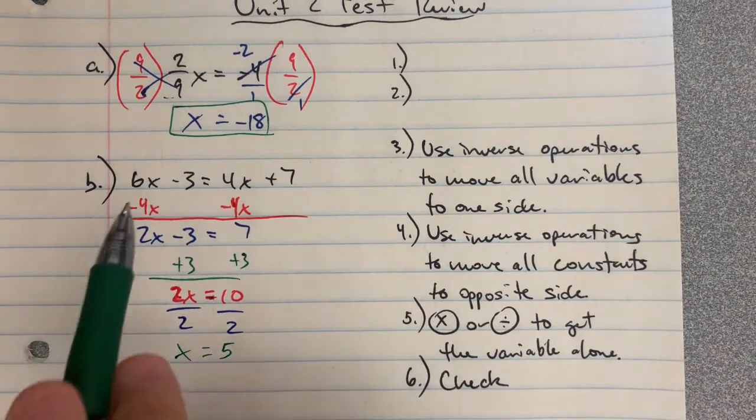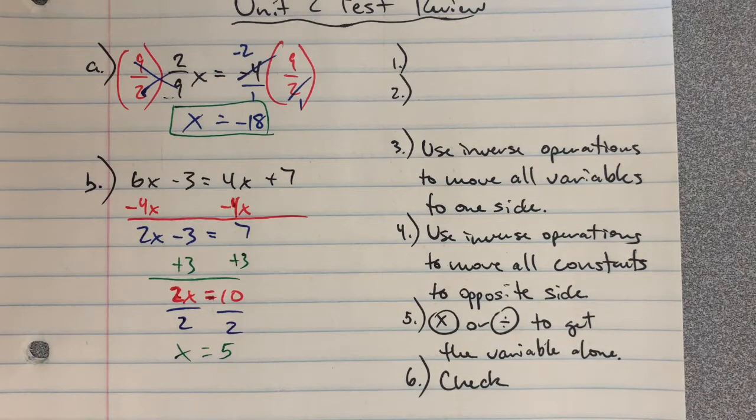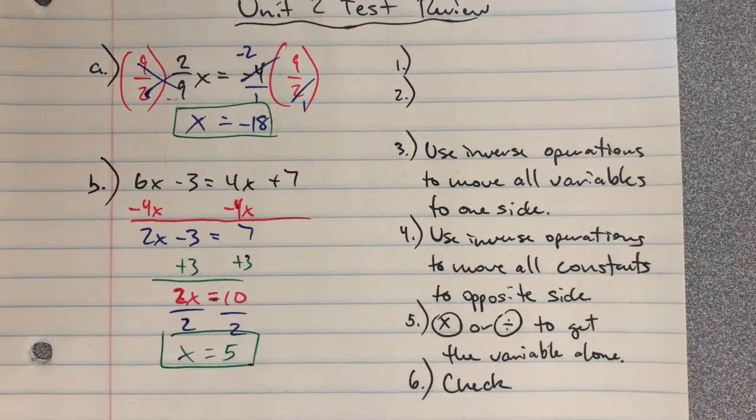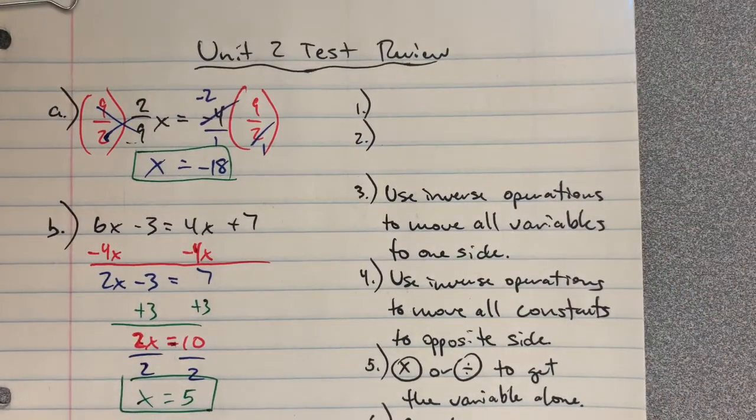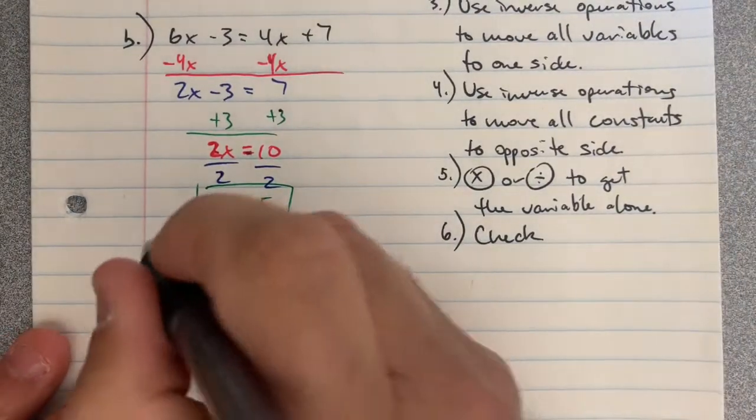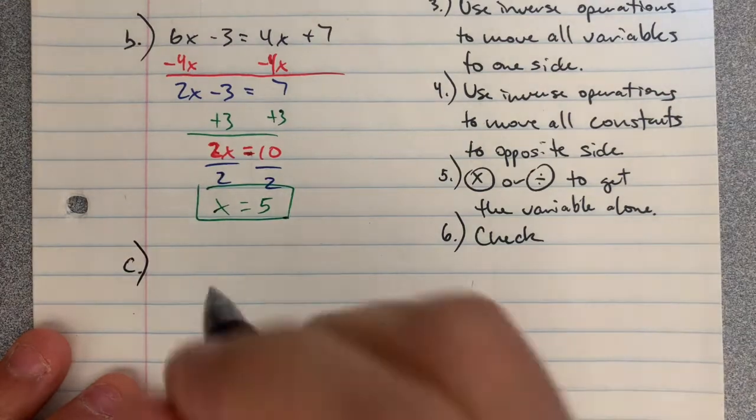When I check that, 6 times 5 is 30. 30 minus 3 is 27. 4 times 5 is 20. 20 plus 7 is 27. It works. It balances out. x equals 5. But I am still missing 2 steps. So let's go to our last example, example C.